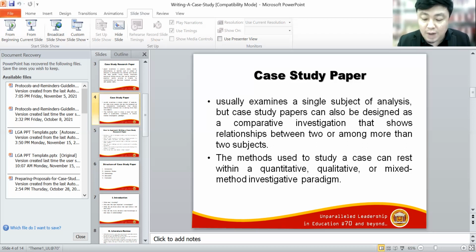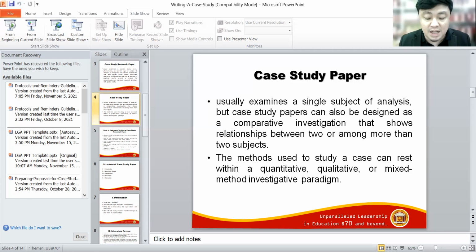Number two, what were the underlying circumstances leading to the event? Basically, that's what the case study is for. You will need to look into what are the factors, what are the conditions that led to the particular event.